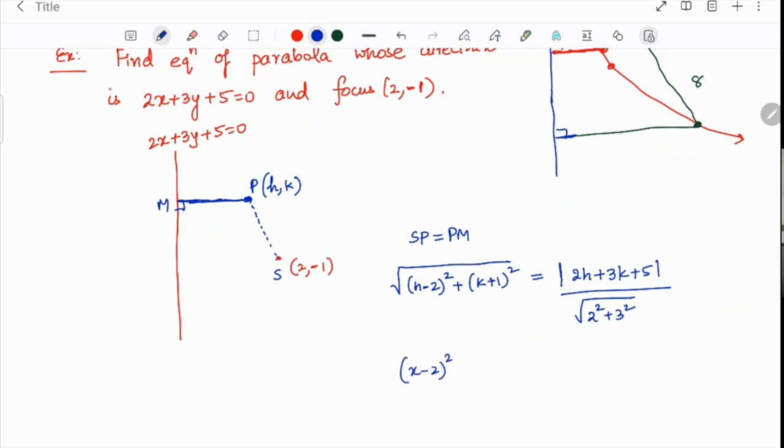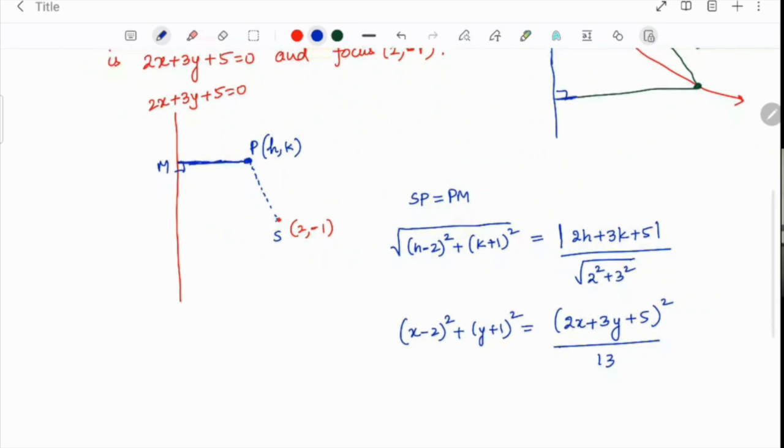That is (x minus 2) whole square plus (y plus 1) whole square is equal to, when I square, the modulus will be removed, replace h comma k with x comma y, divided by root 13 whole square which is 13. So if I send 13 to the other side and manipulate, I'll get 13 into (x minus 2) whole square plus (y plus 1) whole square is equal to (2x plus 3y plus 5) whole square.